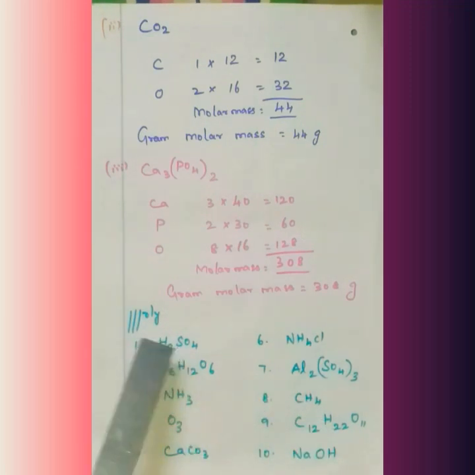Here you can see the elements: hydrogen, sulfur, oxygen. Here carbon, hydrogen, oxygen. Here nitrogen and hydrogen. Here only O.